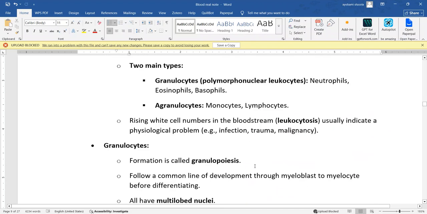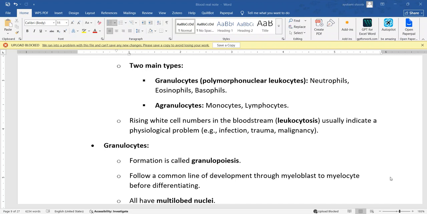When there is an increase in white blood cells in your blood, we call this leukocytosis. Sometimes when you go for a full blood count, when your white blood cells are too high, it's a sign of something. It's a sign that you may have an infection, because the white blood cells fight infection, so your body makes more white blood cells. So leukocytosis is either a result of infection, trauma, or malignancy. Now, malignancy is tumor, cancer, and all of that.